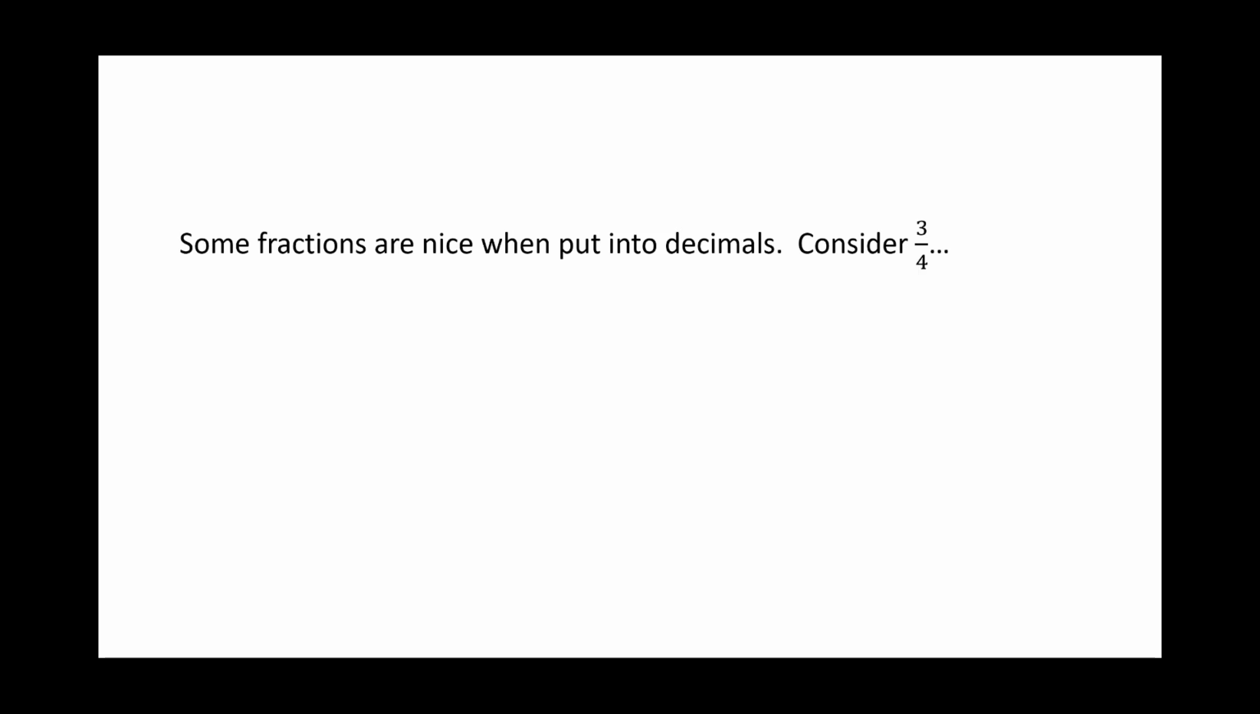So some fractions are nice when put into decimals, like 3/4. In order to find that, I'm going to divide. I almost messed up there. 3's on the top, so it goes on the inside of the division. I'm going to put 4 on the outside. 4 doesn't go into 3, so I'm going to add some zeros on the end. 4 does go into 30 though.